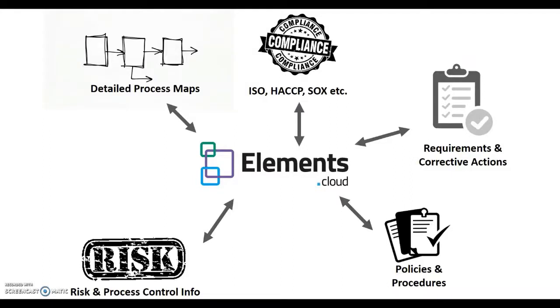Well, for starters, elements.cloud helps you organize all of your process content in one place so that you can access all of it from the one application. You can create your detailed process maps. You can link to ISO controls, HACCP plans, HACCP controls, SOX controls. You can create, manage requirements, and you can even create and manage your own corrective actions in Elements. You can bring in policies, procedures, and link that directly to any process map you want. And of course, you can manage and control all of your risk information for your processes.